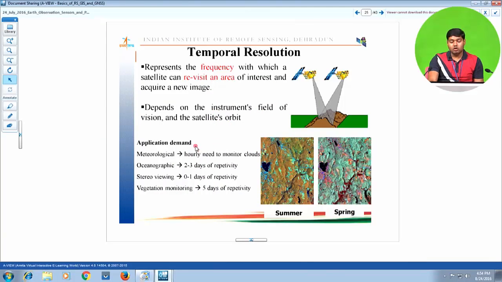Normally for different types of applications, different temporal resolution data is required. You can see for meteorological purposes, hourly monitoring of clouds is required. For oceanographic applications, 2 to 3 days of repetitivity is required. For stereo viewing, 0 to 1 days of repetitivity, and for vegetation monitoring, 5 days of repetitivity is required. You can see in these two different season images, summer and spring, how the images are changing, how the features are changing.